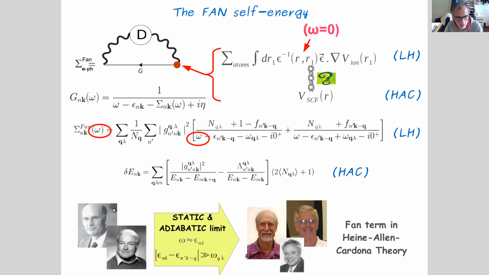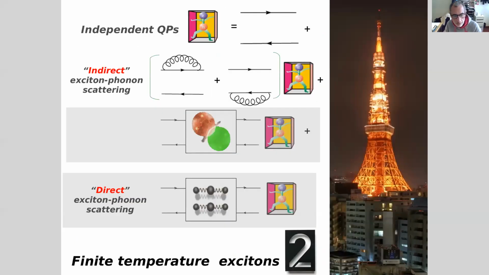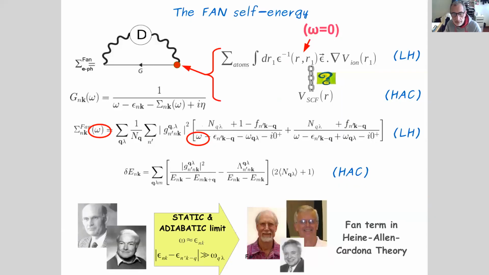This is Lundqvist, Stig Lundqvist, this is Hedin. When you take the many-body approach, you can find the standard Heine-Cardona theory as a static limit. If you want, the Heine-Cardona limit corresponds to the screened exchange for GW, so a static correction. Good. So this is for quasi-particles.